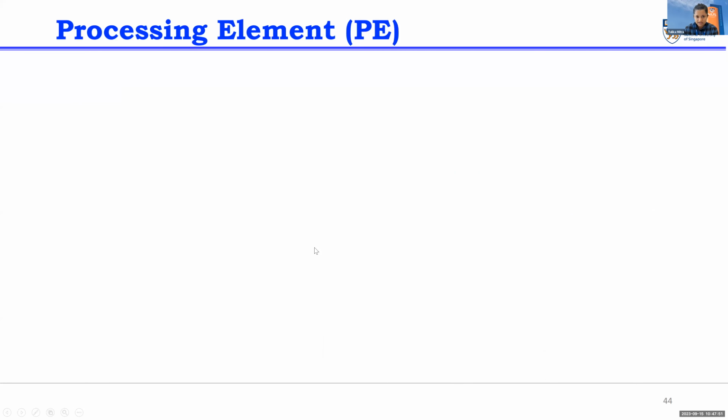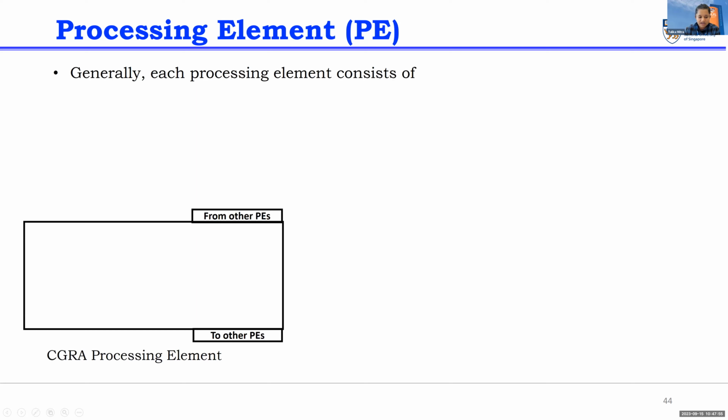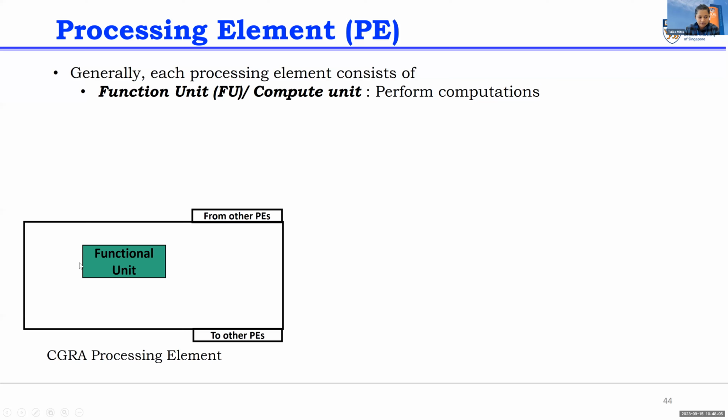Okay, moving on. Next is the processing element. It's like the basic block of the CGRA. It's a simplified version of the processor core, but with a very limited number of components. It will consist of a function unit. It is mostly an ALU, which is responsible for performing the computation.